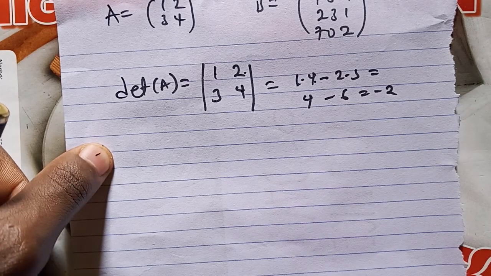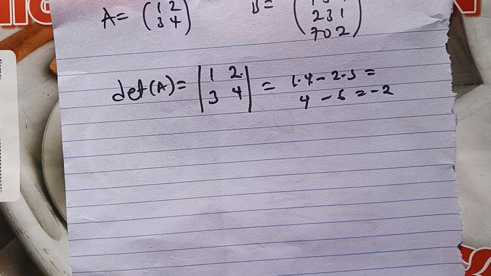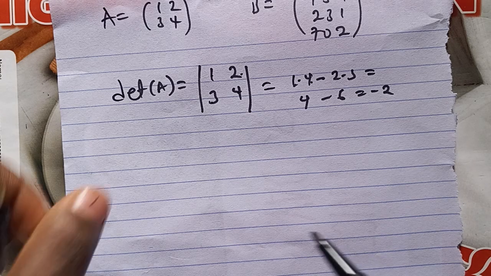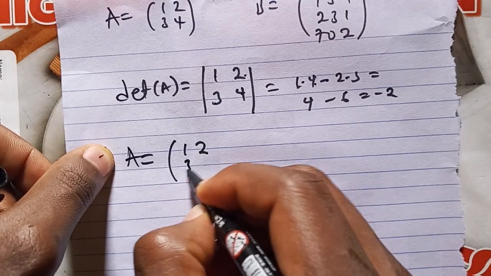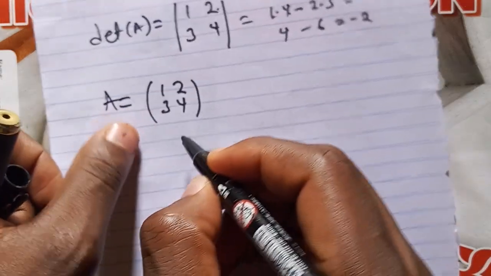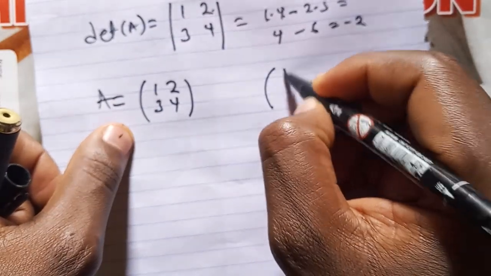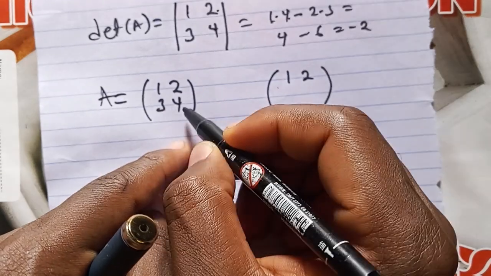Now I want to find the determinant using the Gaussian elimination method. So I'm going to form a lower triangular matrix, and for us to achieve this, we are going to perform row operation methods. So let's say we have the matrix A to be 1, 2, 3, and 4. Now, I'm going to perform a row operation method. First of all, I'm going to rewrite this matrix, 1, 2. The reason I'm writing this is because this is the first row, this is the second row.